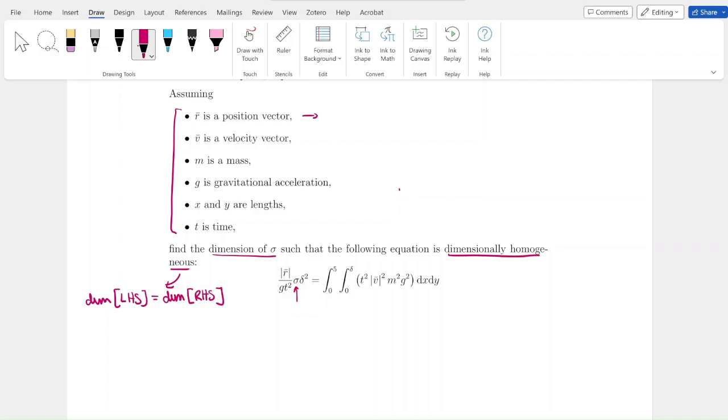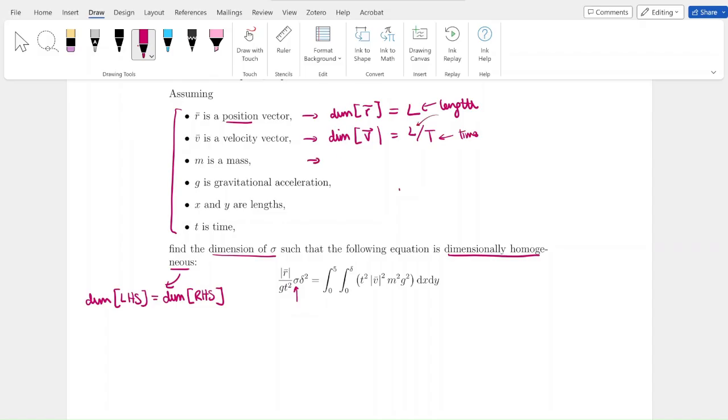So it says r is a position vector. So that means that the dimension of r is going to be length because it's measuring position. Okay. The next one is that v is a velocity vector. So the dimension of v is going to be, velocity is measured in meters per second, which is length per time.